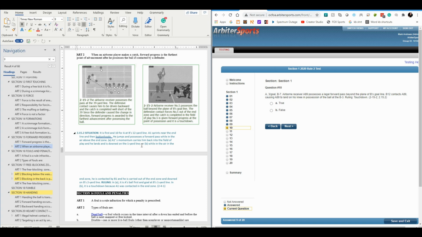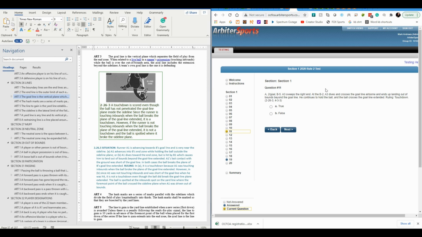Okay, nobody's contacted him. In that case, in A, it's A's ball, 1st and goal at the B1 yard line, because his own momentum carried him out of the goal, across the goal line. But in B, while in the air in the end zone, he is contacted by B1 and is carried out of the end zone and downed on B's 2-yard line, it's a touchdown, okay? Because we're going to give him forward progress. So the answer to question number 10 is true.